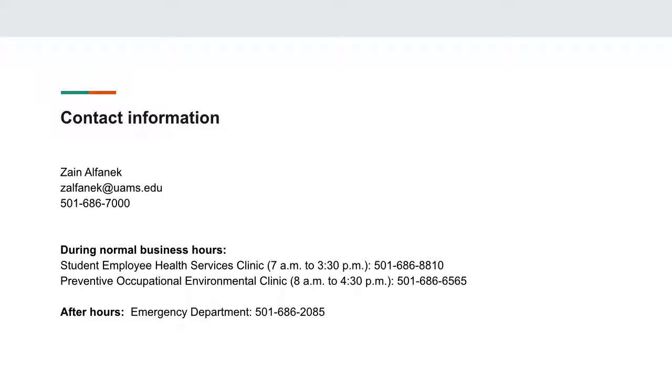I also included the numbers to our employee health services that you can call in case of exposure to a patient's blood or bodily fluids. We have two clinics and they both operate only during regular work hours, as you can see here from 7 to 3:30 and from 8 to 4:30. I would recommend keeping these numbers in your phone just in case. In case of exposure after hours, you can go to the emergency department or call the number that I provided for them here.